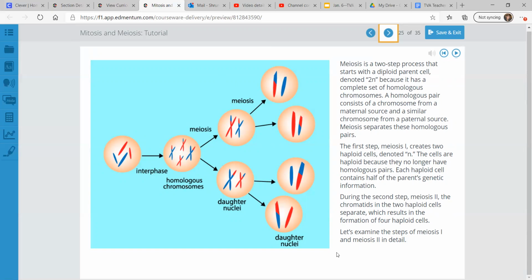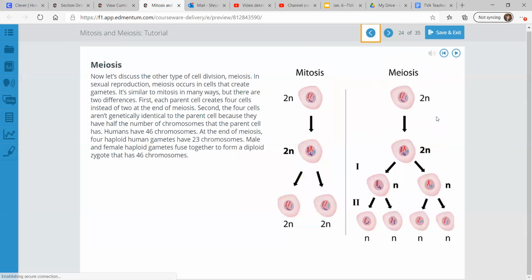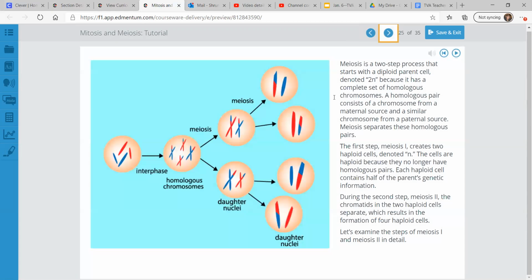And those are denoted as N. So actually, we'll just use this here. This is easier. So here we have 2N, and then those split up into N. 2 haploid cells, noted as N. The cells are haploid because they no longer have homologous pairs.